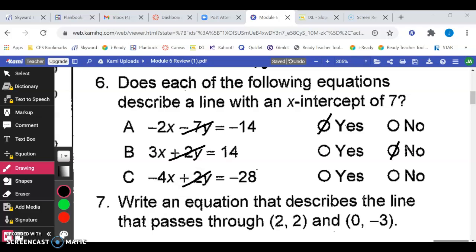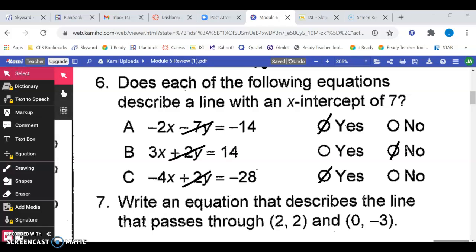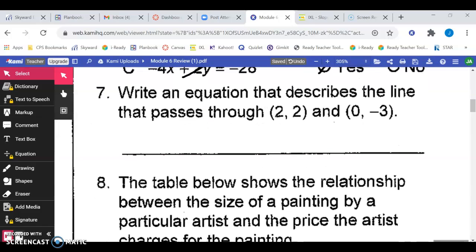And get rid of the 2y here, putting a 0 in for it. -4 times 7 is -28. So yes, this is true. Write an equation that describes the line that passes through these points.